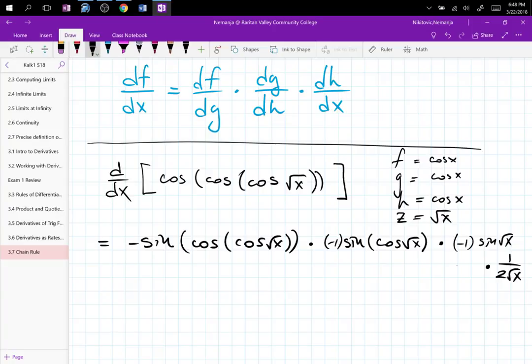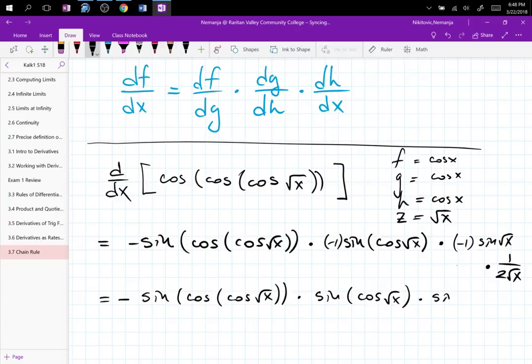So now negative times negative, that's 3 negatives, so altogether negative. And there is really nothing you can do over here. So sine cosine of root x times sine of cosine root x times sine root x, everything divided by 2 root x.